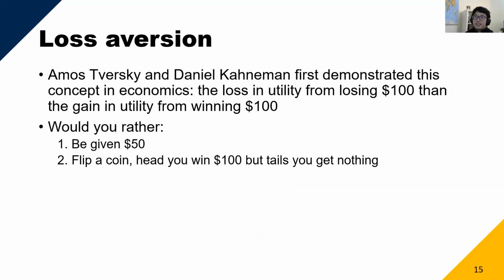This is related to this concept of loss aversion. And so you can characterize people who are risk averse as having this sort of characteristic. This was famously coined by Tversky and Kahneman in economics. So the loss in utility from losing $100 is more than the gain in utility from winning $100.